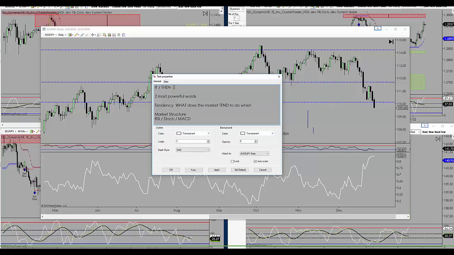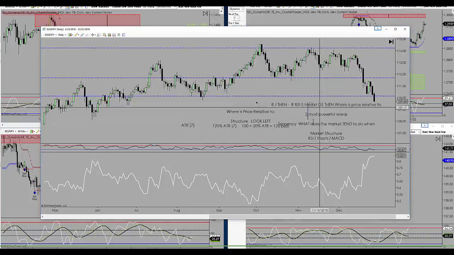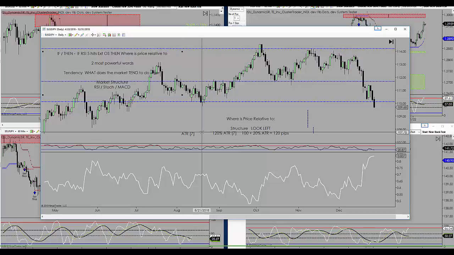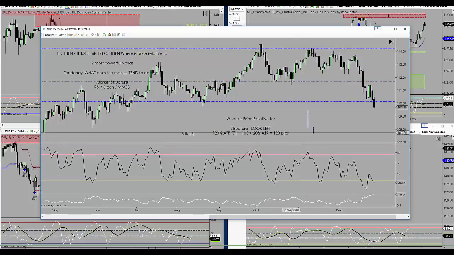So for example, I can say if the RSI 5, which is the black indicator on the chart right here, hits extreme oversold, then ask the question, where is price relative to? Okay. If RSI hits an oversold condition, let's move this over here, and let's move this back down. So if RSI hits an oversold condition, now I want to assign value to that. And in this case, I want to assign the value of what I call SOS1.